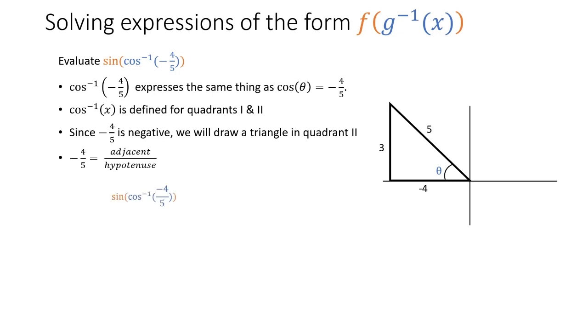Now we're ready to take the sine of this angle. So we have the sine of the inverse cosine, but the inverse cosine represents just that angle theta. So now we can find the sine based off this same triangle. Sine is defined to be the opposite over the hypotenuse, which will be our 3/5, and that'll be it.